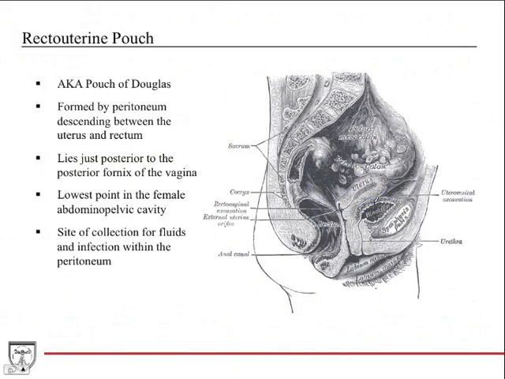Just to go into a little bit more detail about the rectouterine pouch or the pouch of Douglas. Again, it's formed by the peritoneum, so we'll draw it in here. So if you have peritoneum coming down in here like this, this region right here is the pouch of Douglas.